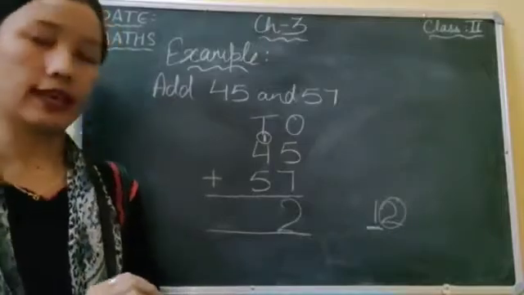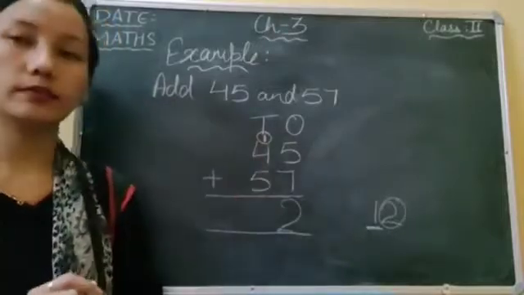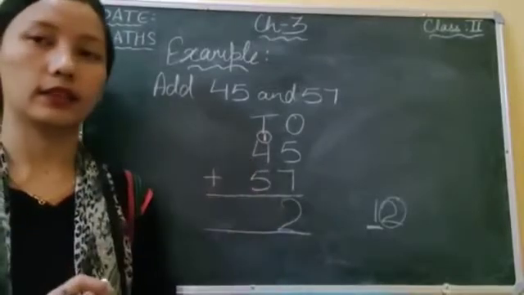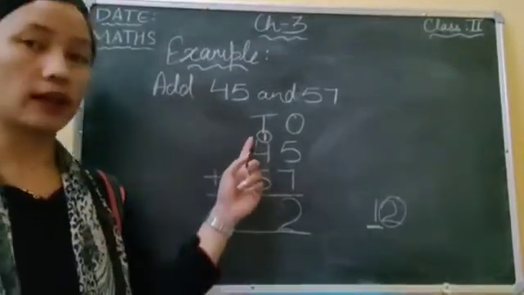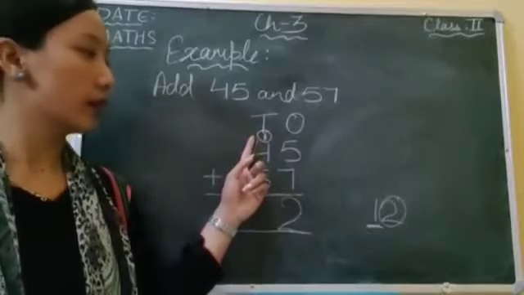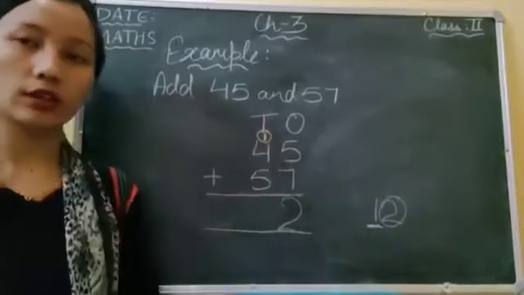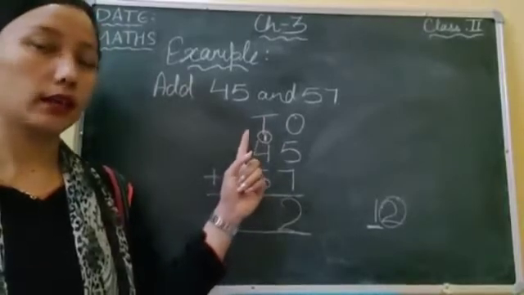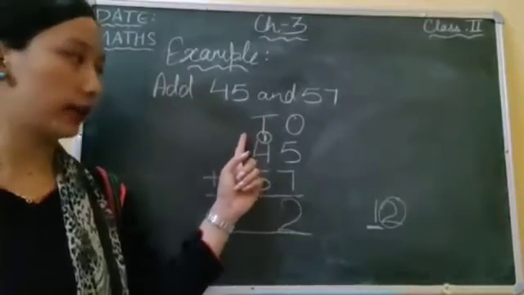Okay, now let's add the tens column. 4 plus 5 plus 1. You will add this carry forward digit also.